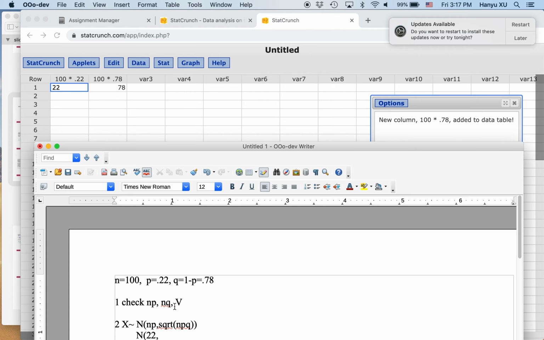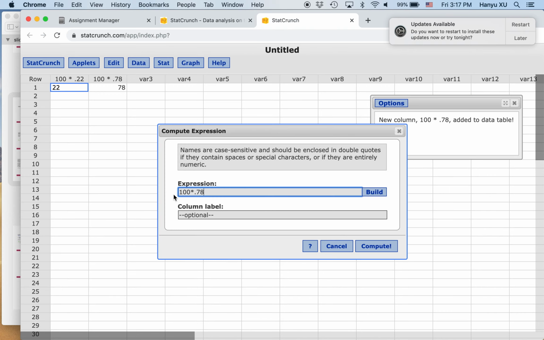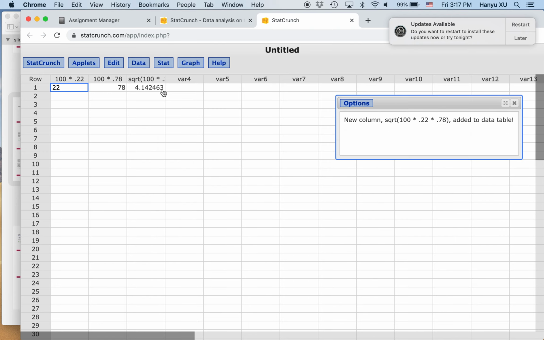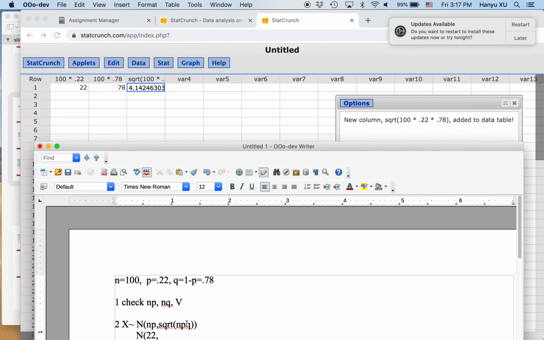And the square root of n times p times q, you want to calculate that. So it's the square root, SQRT, of 100 times 0.22 times 0.78. And if you compute, you get this number here. I will just press Control C to copy that number into my standard deviation here, which I will use later on.